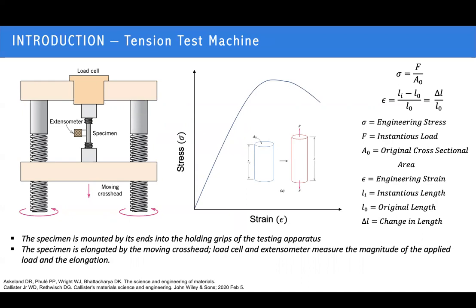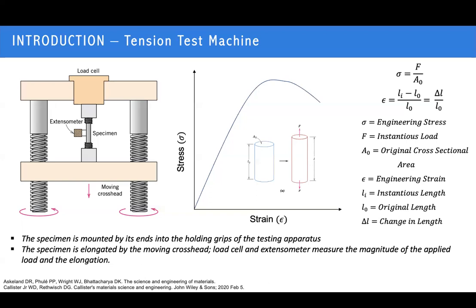So this is the stress-strain curve, and by this we can calculate. The stress means the applied force acting on the original area of the specimen. So this is engineering stress. And another one is the strain. The strain is the change of the length before and after the tensile test. So this is the engineering strain.